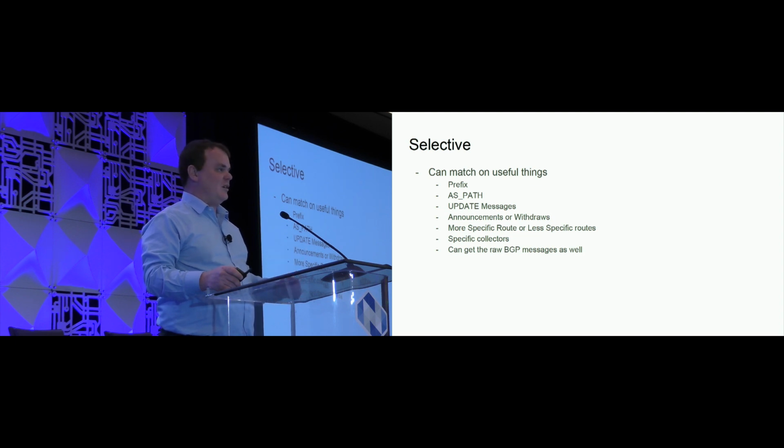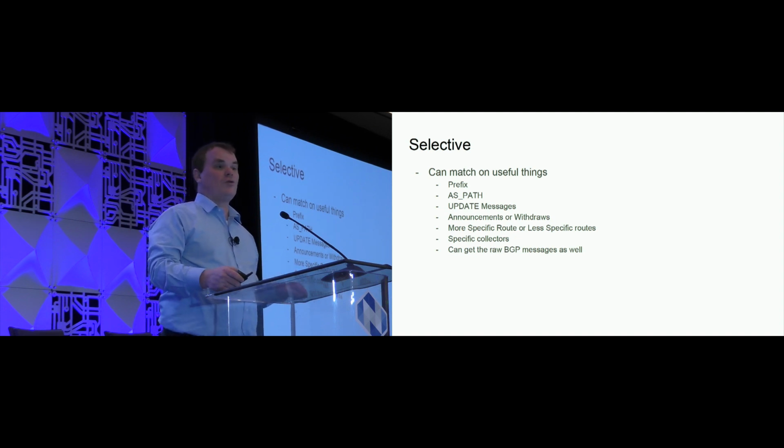But the service is selective. Instead of connecting to the full firehose of all the BGP updates, you can actually say, hey, I would like to look at this prefix, this AS path. I only want BGP updates. I only want withdraws, so I understand when a network is no longer using my path. You can say, I'd like to look at specific collectors. And they also have an option to dump in the raw BGP message as well.